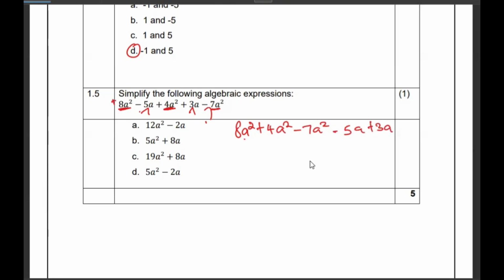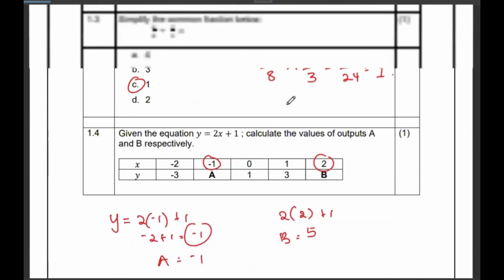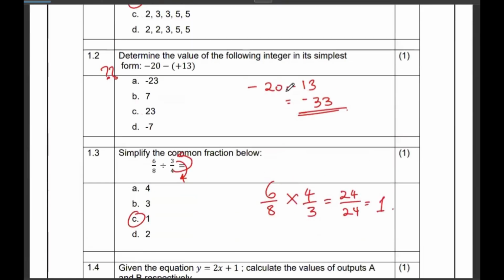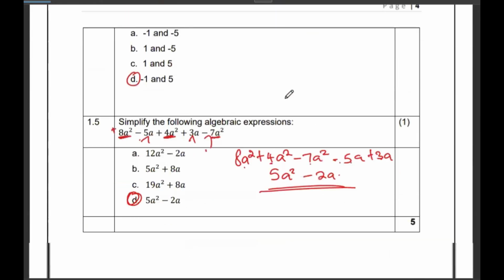Then 8 plus 4 is 12. 12 minus 7 is going to give us 5a squared. And then -5 plus 3 is giving us -2a. So this becomes our final answer. We cannot subtract this because they are not like terms. So 5a squared minus 2a, which is option D. Okay, so out of the 5, we got one question without an answer. Okay, the options that were given were wrong, or probably something happened along the signs.